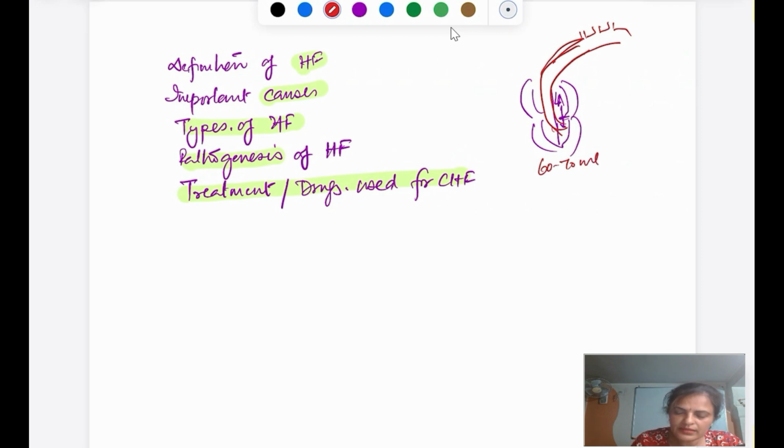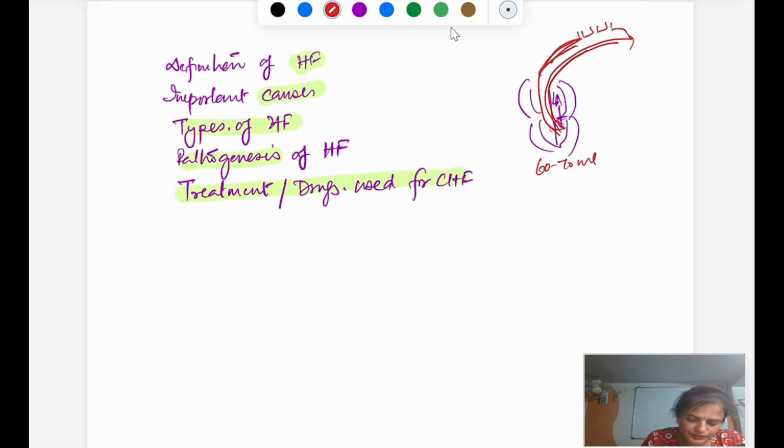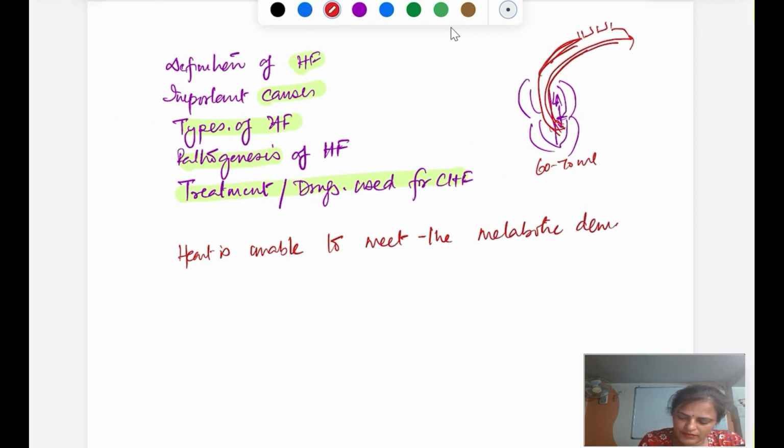Now what happens in heart failure? Now the heart is unable to pump. So it is unable to meet the metabolic demands of the body. This is what heart failure is.